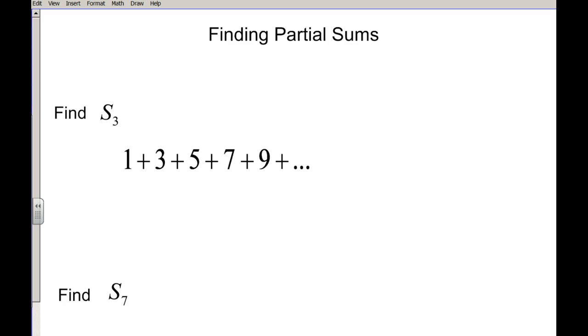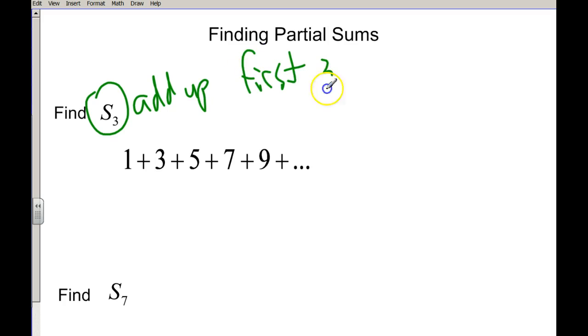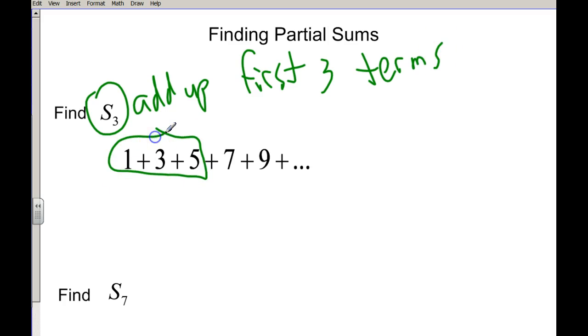Partial sums are not hard, not difficult. They're based, but they're kind of a weird notation. So when you see this, it means sum or add up the first 3 terms. So when you see S sub 3, that means we're summing up the first 3 terms. So you're saying 1 plus 3 plus 5. So S sub 3 equals 1 plus 3 plus 5, which is 9.